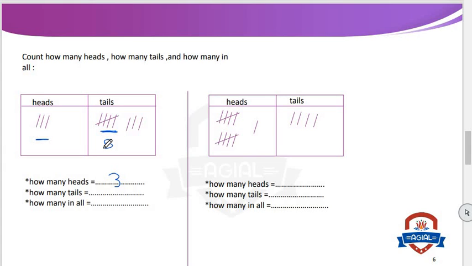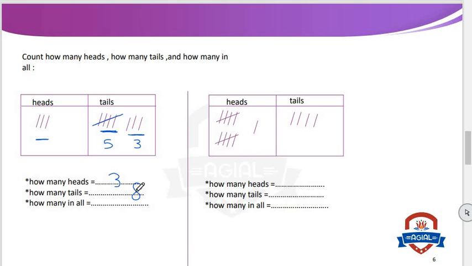Who can say this equal what? Super, 5 without counting. If you want to count, count with me. 1, 2, 3, 4, and we make bundle by 5. 5, and in here what? 3. 5 plus 3 equal what? Super, equal 8. So how many tails? 8. How many in all? All of it. Heads and tails.